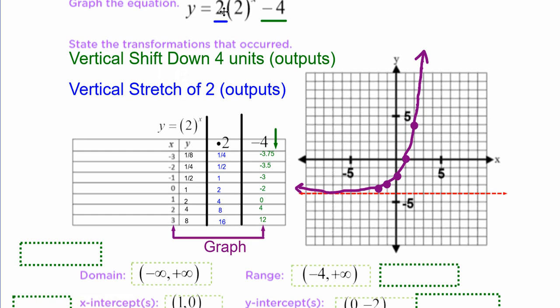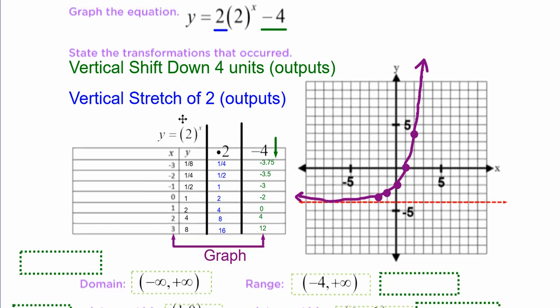So if we had any stretches, we would do that first to the outputs. If we had any horizontal shifts left or right, we would apply that to the inputs. Remember, those would be shown up here with the x. Then we look at the back of the equation. That's going to be a change to the output. Okay, minus going down, so we're taking it away. Plus would be going up, we'd be adding it.